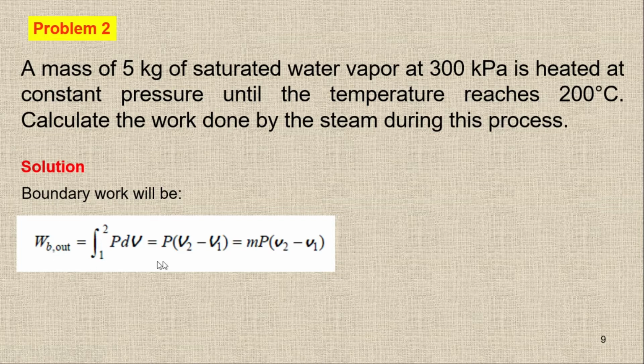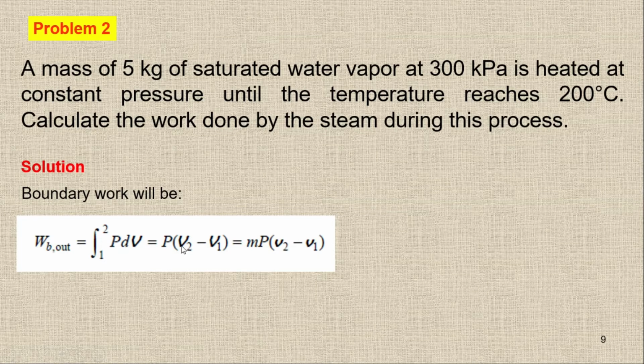For the boundary work, we know that the boundary work is equal to the integral of P dV. In this case, because we have the constant pressure process, I can take the pressure outside, and then by using the integral, I'll get P times (V2 minus V1). Here V is the volume, not the specific one, and then we have the pressure. So simply we have to check the difference between the volumes, and then multiply with the pressure, and you will get the boundary work.